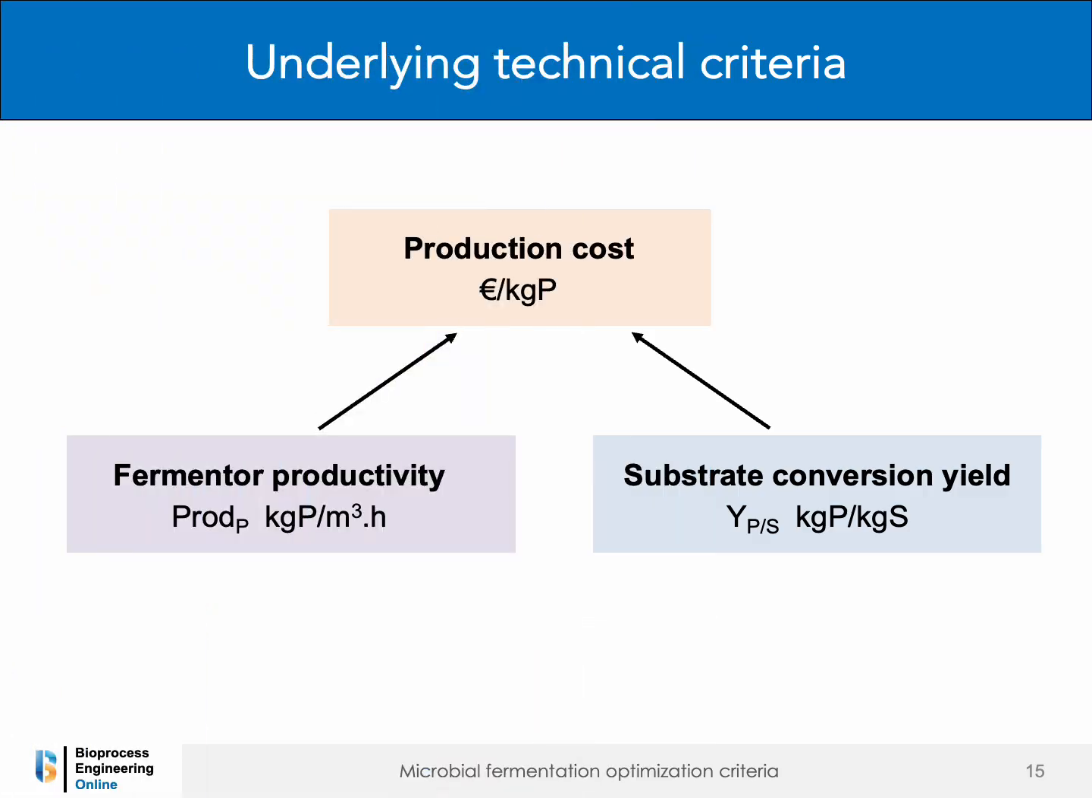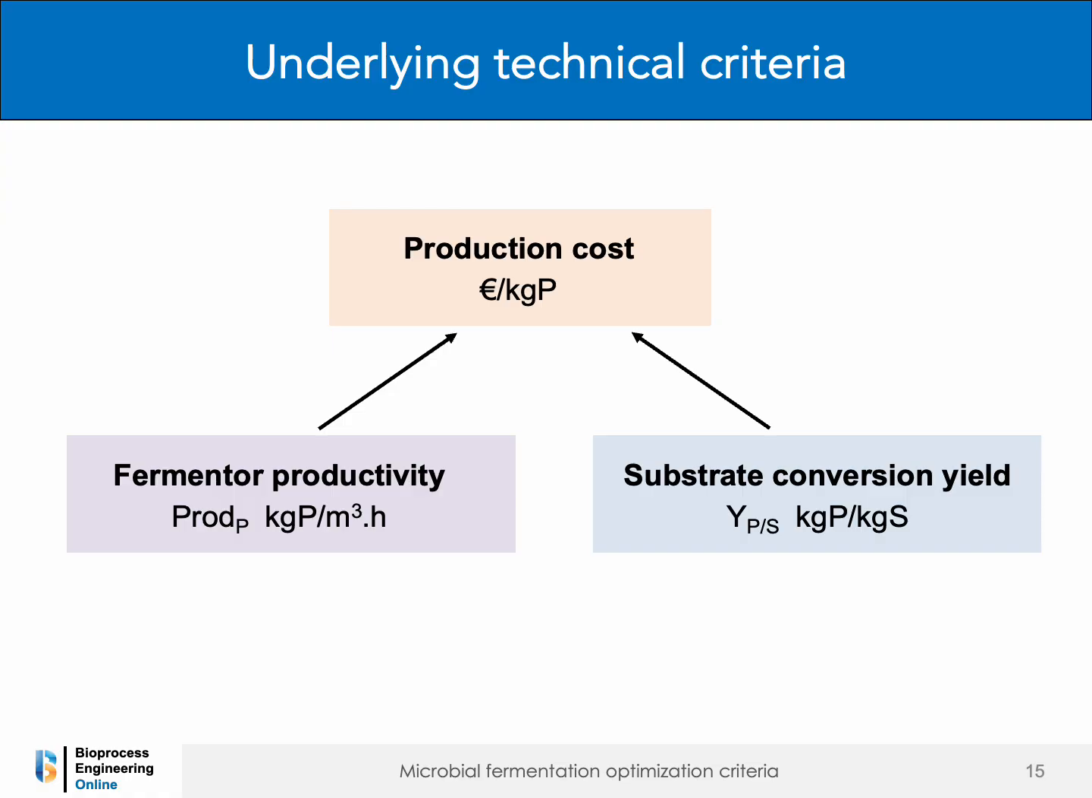Cost optimization of a fermentation process is driven by the optimization of two underlying technical criteria. The most important technical criterion is the fermentation productivity, which integrates both the product concentration and the total fermentation time. High productivity generally leads to lower production costs by improving fermenter utilization. Another essential technical criterion is the substrate to product conversion yield, which reflects how efficiently raw materials are converted into the desired product and therefore directly affects material costs.